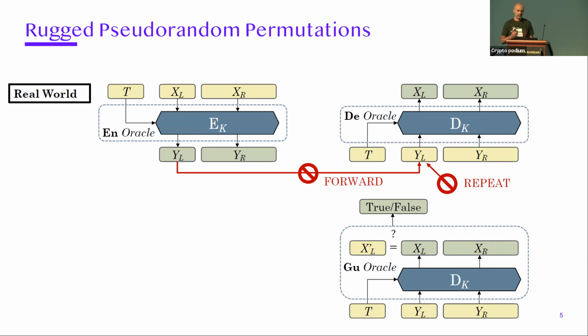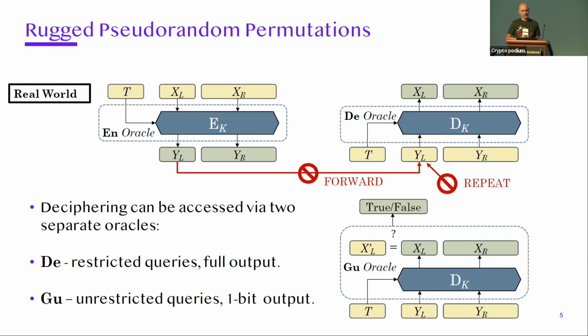And the guess oracle takes as input all the inputs required by the deciphering algorithm, plus an additional input XL prime, which serves as a guess of the output of the left value of the deciphering algorithm. And the oracle returns true or false, indicating whether this guess was correct or not. So that's the real world.